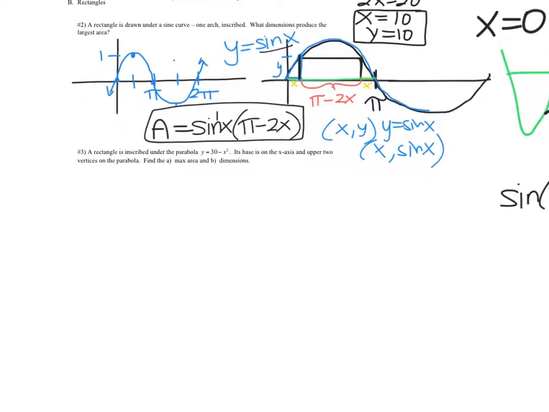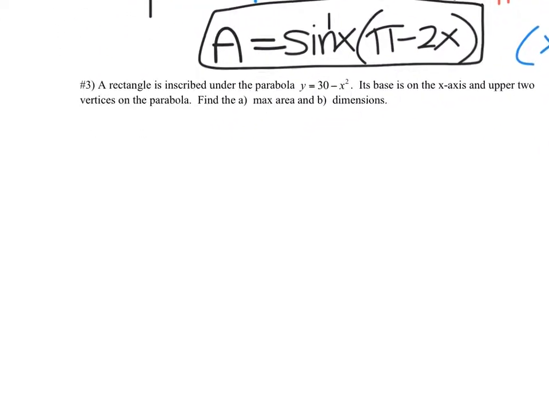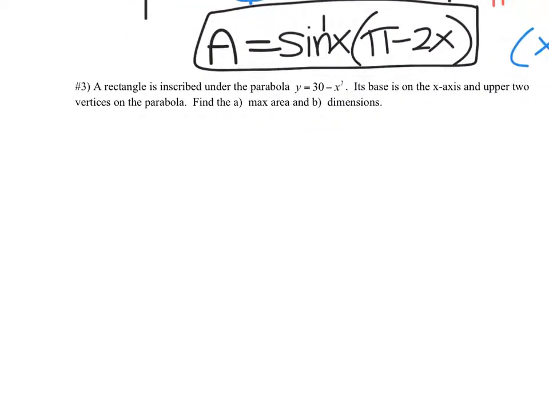All right, the next one's going to be really nice. You're going to like this one. Okay, there we go. A rectangle is inscribed under the parabola y equals 30 minus x squared. So let's see what that looks like. Here's the parabola, y equals 30 minus x squared.